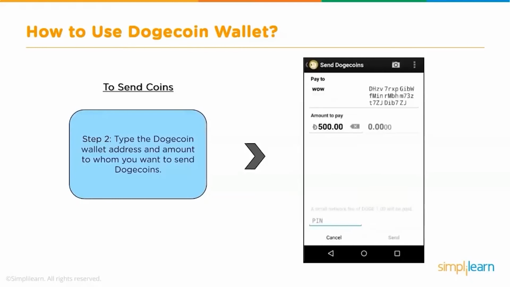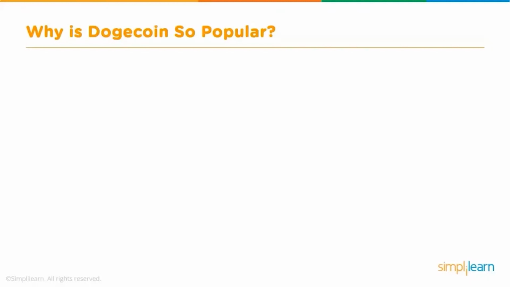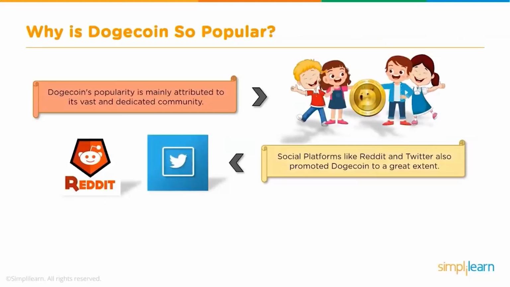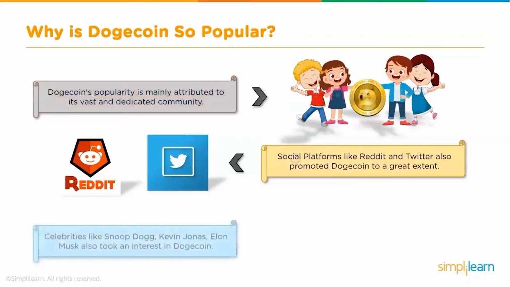This makes me wonder, why is Dogecoin so popular? Despite being in tough competition with other strong cryptocurrencies like Bitcoin, Dogecoin has never missed an opportunity to be in the limelight. Dogecoin's popularity is mainly attributed to its vast and dedicated community. Other than that, social platforms like Reddit and Twitter also promoted Dogecoin to a great extent due to its fun factor and the whole joke story behind it. Celebrities like Snoop Dogg, Kevin Jonas, and Elon Musk also started taking an interest in Dogecoin and posting pictures and comments on their social media handles, which increased the craze of Dogecoin all around the world.